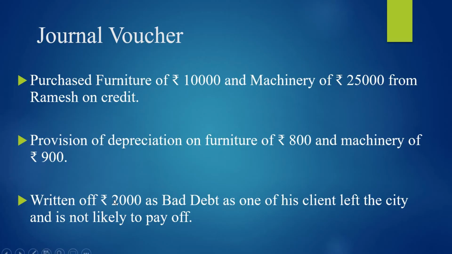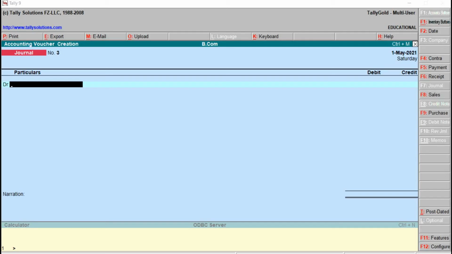Now the last transaction for journal voucher is this way. Written off rupees 2000 as bad debt as one of his clients left the city and is not likely to pay off. Even bad debts recording, adjustments between two different ledger accounts, or rectification entries, all these things will go under the journal voucher. Now let's pass this entry in the journal voucher. In this case, debit will be bad debts and credit will be debtors account.